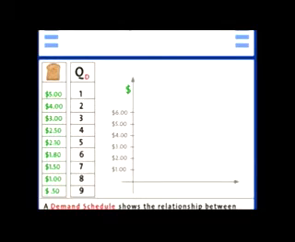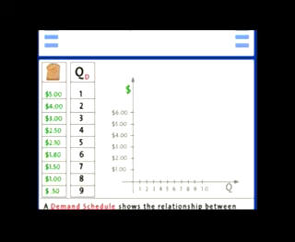On the horizontal axis, we'll represent the quantity of bread that households are willing and able to buy. We'll represent the quantity of bread demanded, measured in loaves purchased per week. So here's the price of bread in dollars per loaf. Here's the quantity of bread purchased per week.